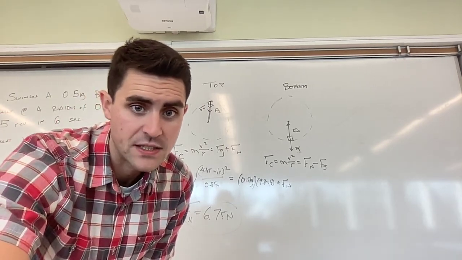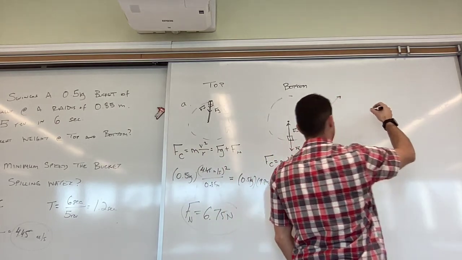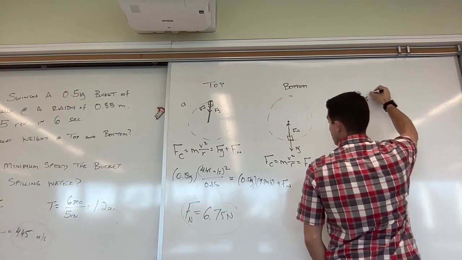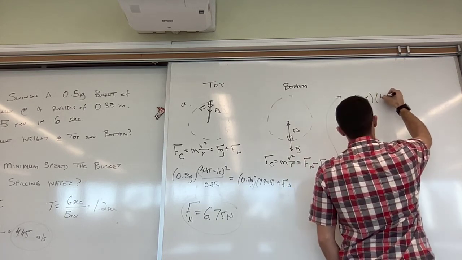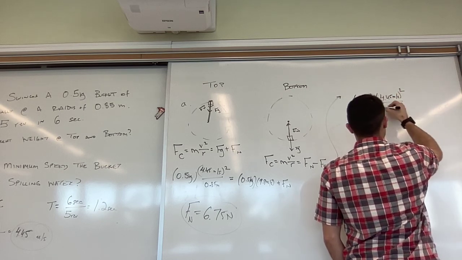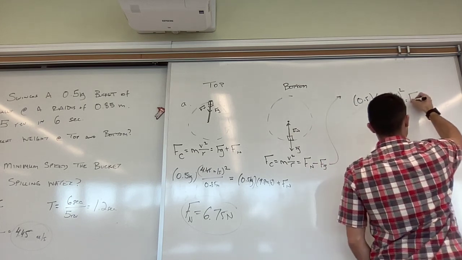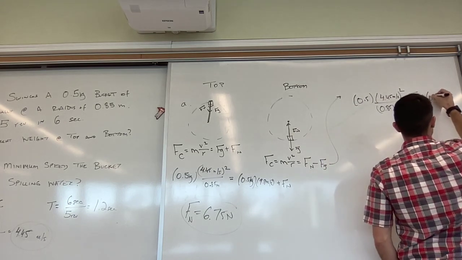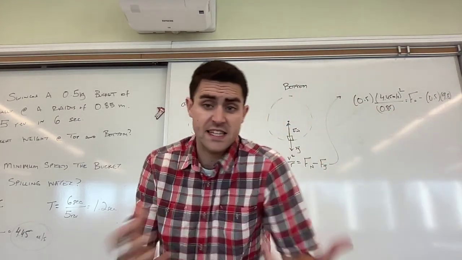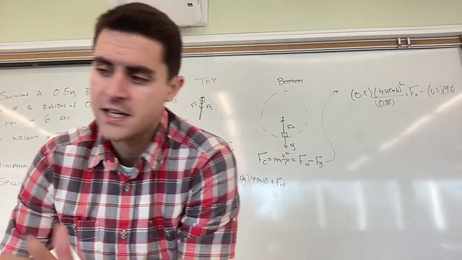All right, back to business. Here we go. I'm going to plug this in over here because I have space over here. So, same thing, 0.5. It should be very similar in terms of my centripetal force, 4.45 meters per second, squared, divided by the same radius, 0.85, equals Fn minus mg, 0.5, 9.8. It's the same numbers, but we get a different answer because the forces are pointed in different directions.